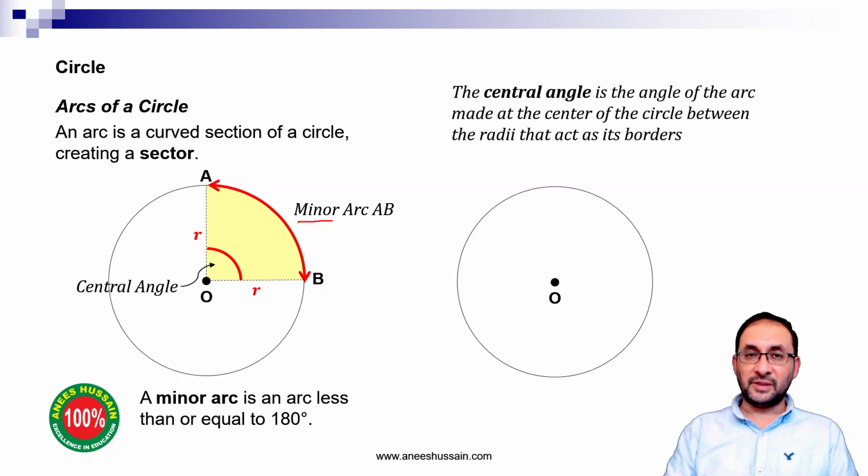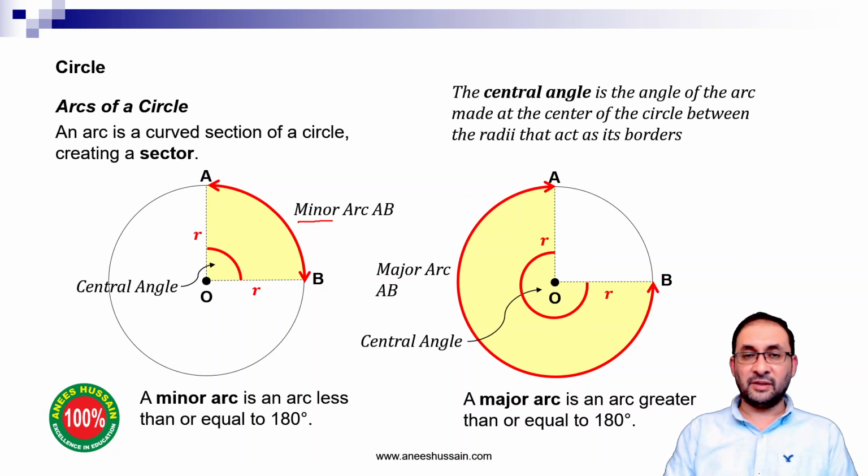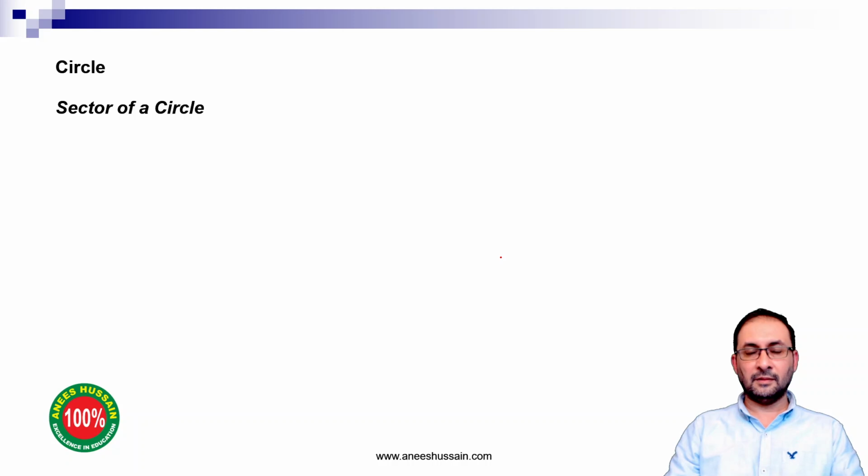Now, when you create a smaller sector from a circle, like I have done on the left-hand side, you also end up creating another, much bigger sector that would be called a major sector. The arc in this case would be again arc AB, and we will refer to it as major arc AB because the angle in the middle is much bigger than 180 degrees. So major arc is the arc created by a particular sector whose angle at the center is more than 180 degrees.